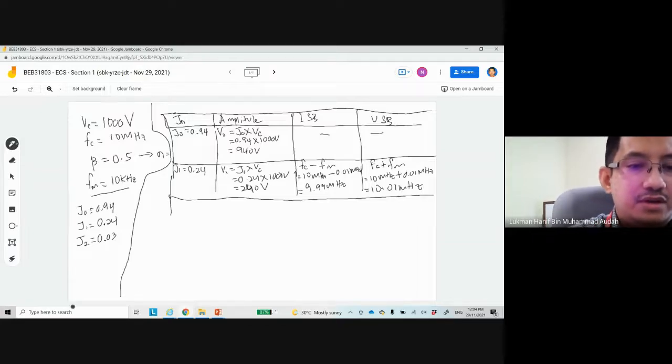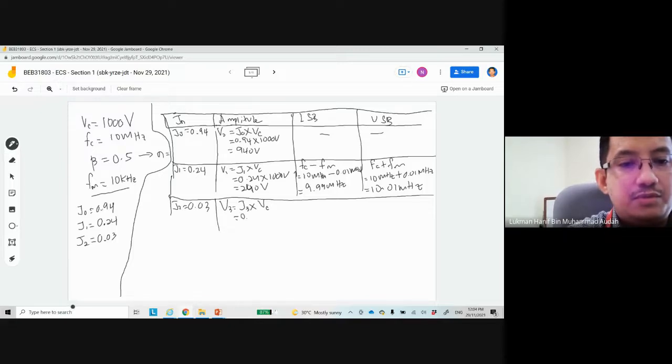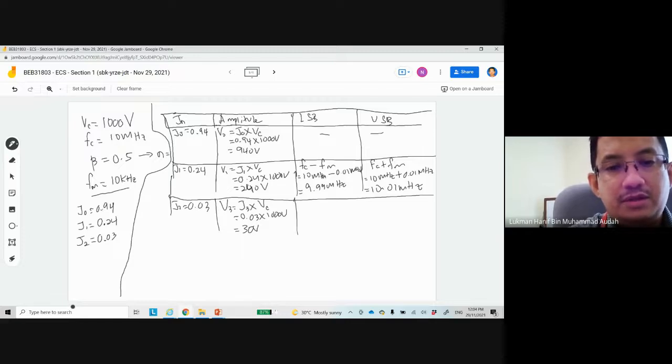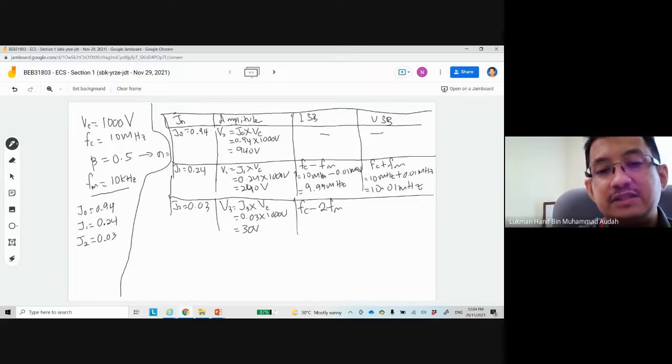Okay, next is J2 is equal to 0.03. Okay, V3 is equal to J3 multiplied with BC. So this is 0.03 multiplied with 1000 volt, so this is 30 volt. And the location here is in the lower sideband. It is located at FC minus 2 FM, because this is the second sideband.